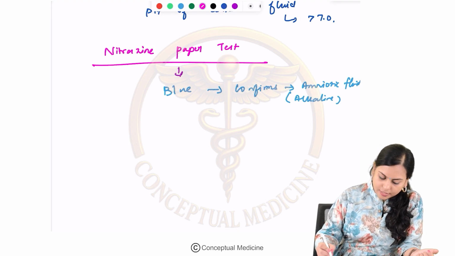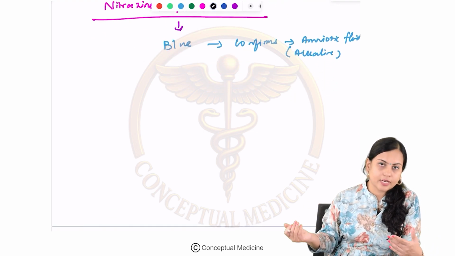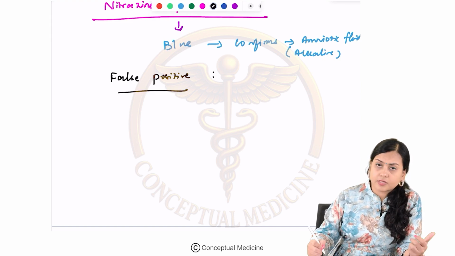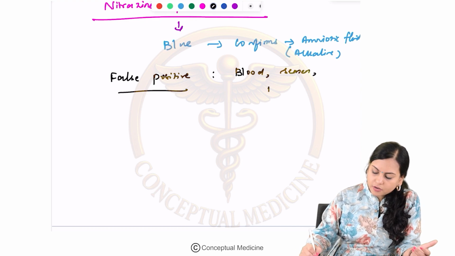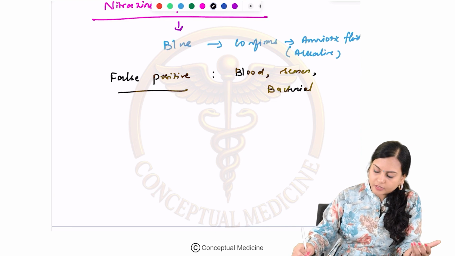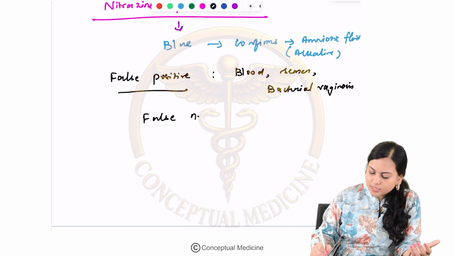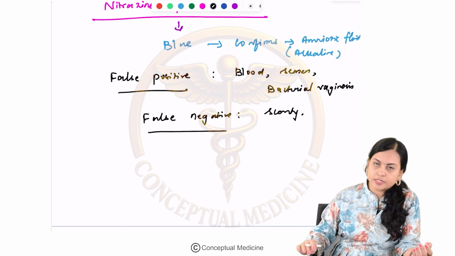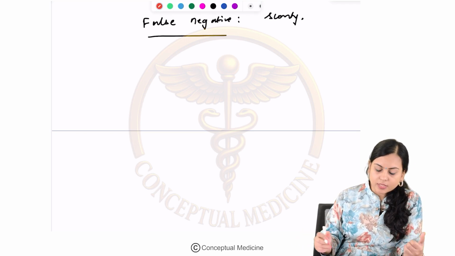At the same time, you can also get some false positive and false negative results in these tests. False positive is seen when the fluid is mixed with blood or semen, or there is an infection like bacterial vaginosis. There can be a false negative result also when only a scanty amount of fluid is present. Now, another test we can do is the Fern test.